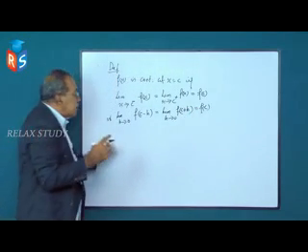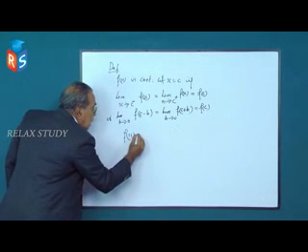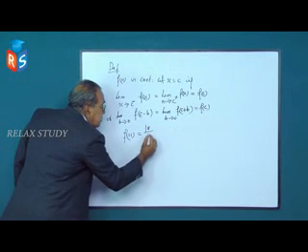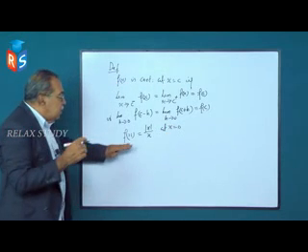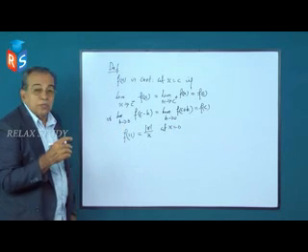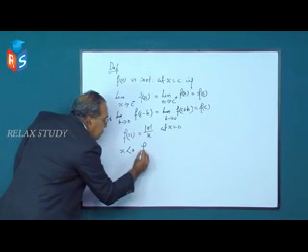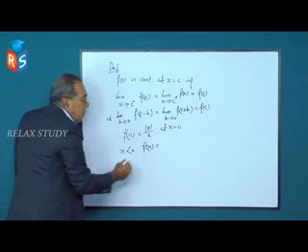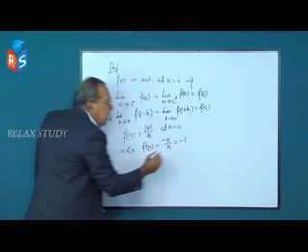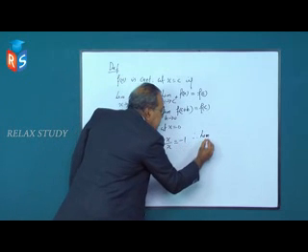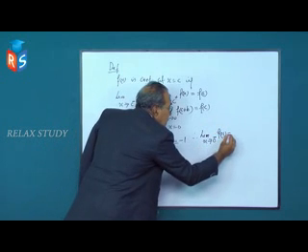Now you can take an example. f(x) is equal to the absolute value of x by x at x equals 0. Continuity of the function at x equals 0. Now for x less than 0, f(x) is equal to minus x by x, which is equal to minus 1. Therefore, the limit as x tends to 0 minus of f(x) is equal to minus 1.